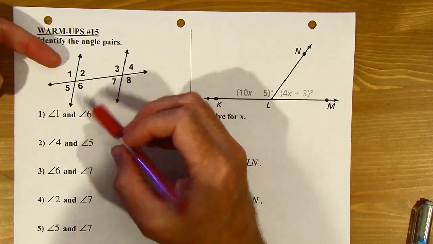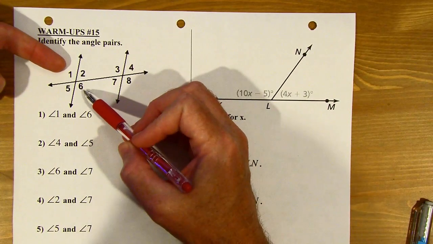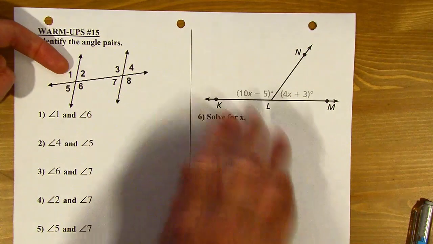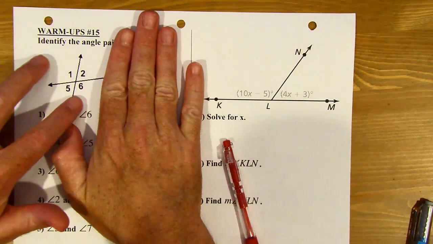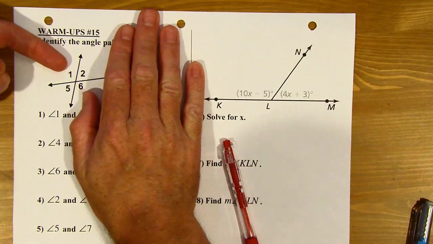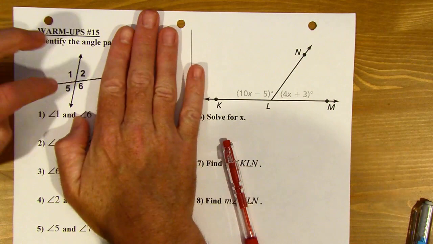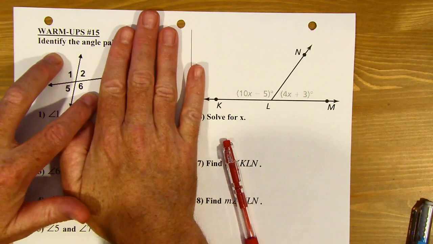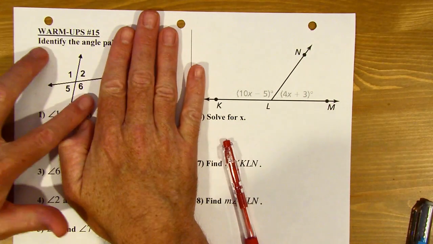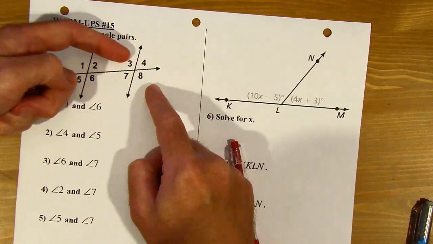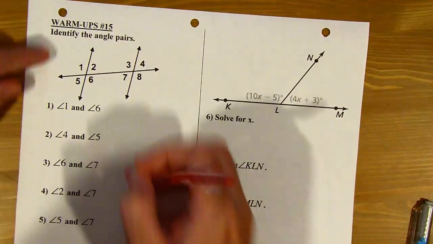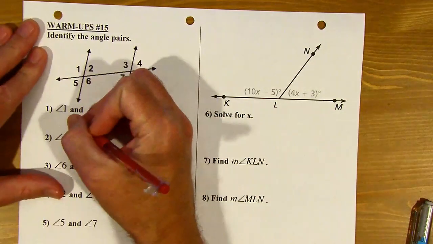Angles 1 and 6. If I look at 1 and 6, they're both at that left intersection, right? And they're on opposite sides of the intersection. So these are vertical angles. 2 and 5 would be vertical angles, so would 1 and 6. 3 and 8 would be vertical angles, so would 4 and 7. So 1 and 6 are going to be vertical angles.